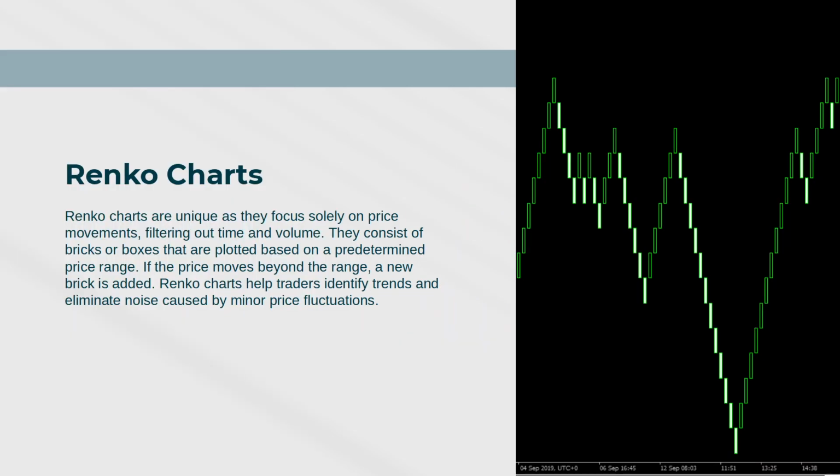Renko charts. Renko charts are unique as they focus solely on price movements, filtering out time and volume. They consist of bricks or boxes that are plotted based on a predetermined price range. If the price moves beyond the range, a new brick is added. Renko charts help traders identify trends and eliminate noise caused by minor price fluctuations.